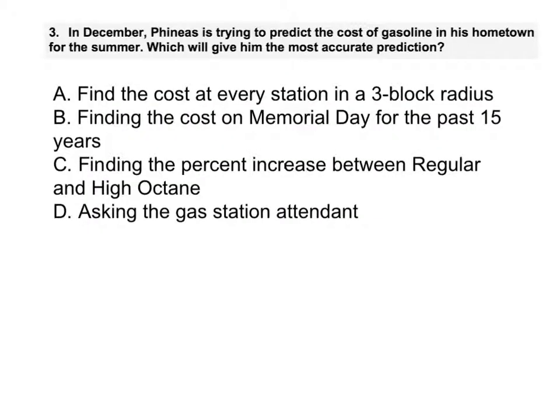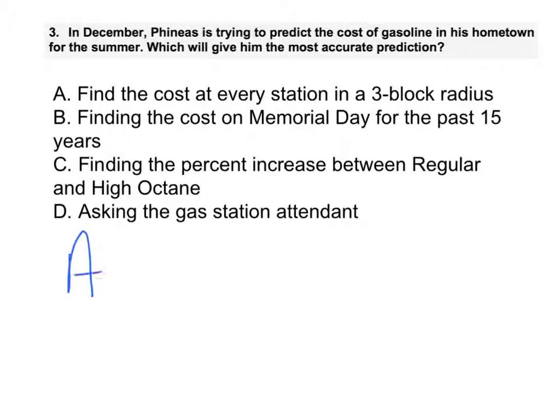Example 4. In December, Phineas is trying to predict the cost of gasoline in his hometown for the summer. Which will give him the most accurate prediction? A. Find the cost at every station in a 3-block radius. B. Finding the cost on Memorial Day for the past 15 years. C. Finding the percent increase between regular and high octane. D. Asking the gas station attendant.